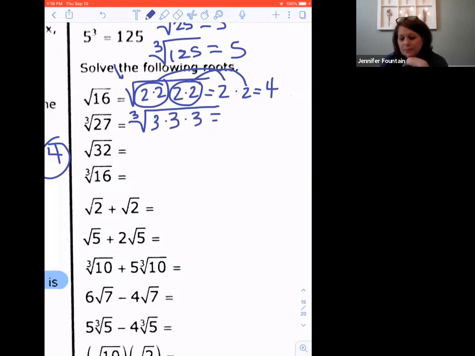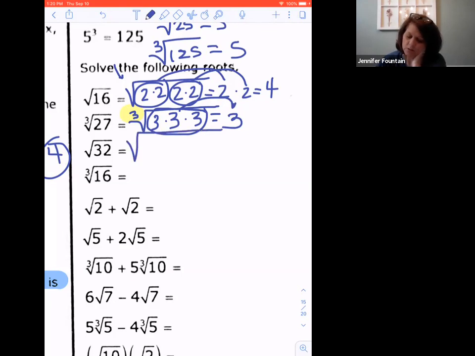All right, I look at that index right there, and that index is 3. So that tells me I have to have 3 buddies to go outside. So I circle 3 3s. So it comes out as one group of 3. There's nothing left under the radical, so it just goes away. If there's a number left, it has to stay under it.